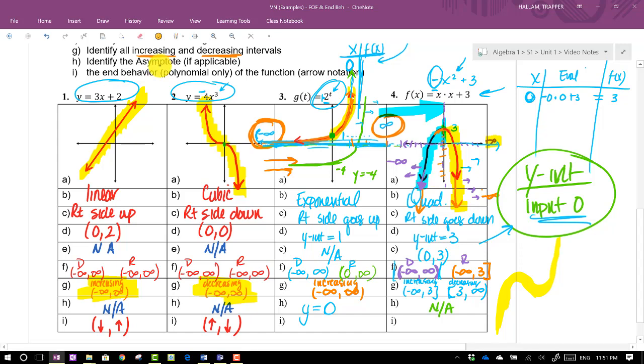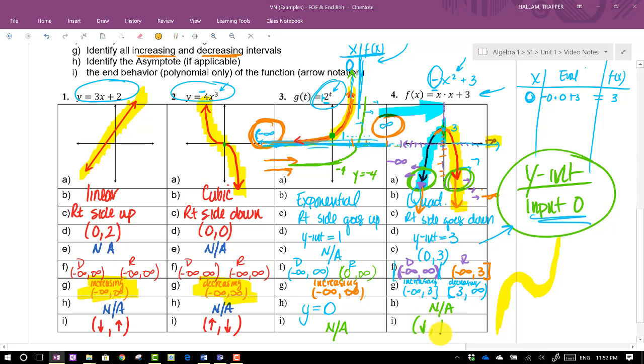All right, and our last question then that we can look at is identify the end behavior. Again, polynomial only. So when we do end behavior for exponential, it really doesn't apply. And if you look at how we did it for the other functions, all we have to do for end behavior is identify if it's going up or down on the left and the right. Well, it's really easy when we started with the graph. What's this side doing and what's this side doing? It's going down and down.